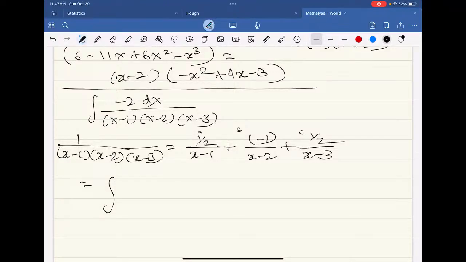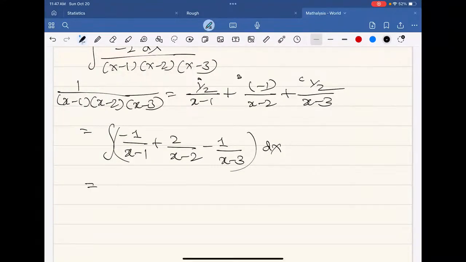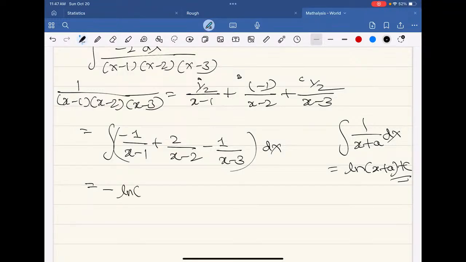So this integral, if you multiply by negative 2, will be negative 1 over x minus 1, positive 2 over x minus 2, negative 1 over x minus 3 dx, right? After this, we know that we can integrate this by using normal log formulas. This will just be log of x plus a plus c. So let's do that. This will be minus log of x minus 1 plus 2 log of x minus 2 minus log of x minus 3.